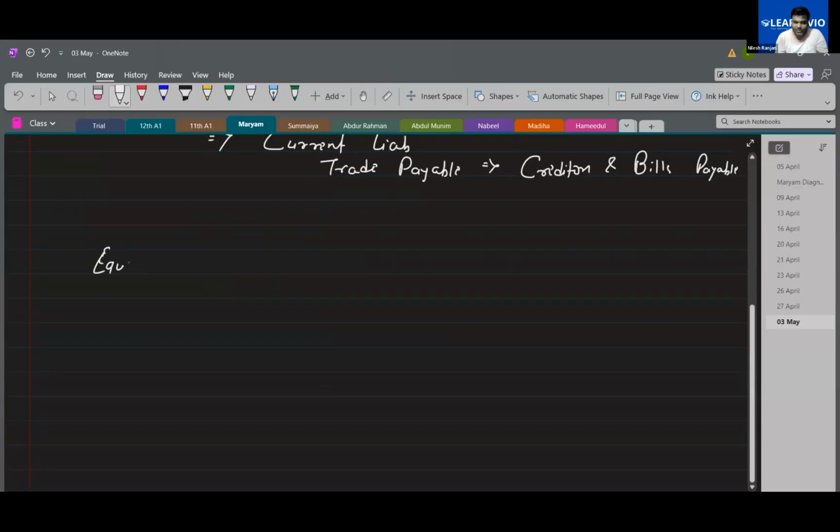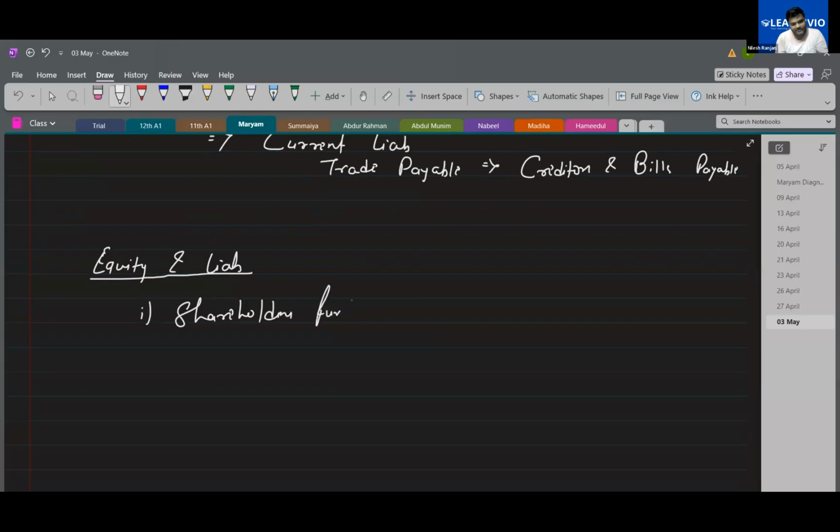This is the equity and liability side. First item is called shareholders fund. Do you remember the format? Then there is non-current liabilities. So debenture is part of this. And when you convert it into equity share, then it will become a part of shareholders fund.